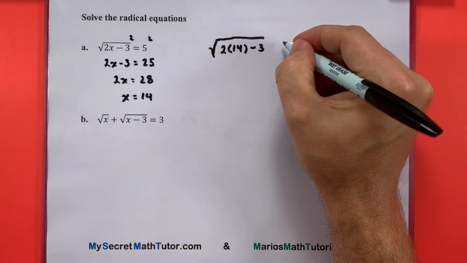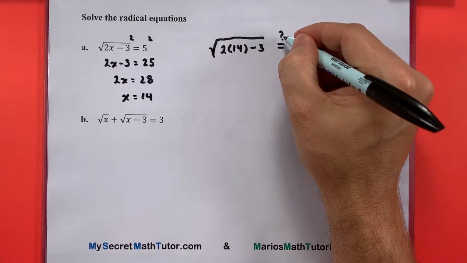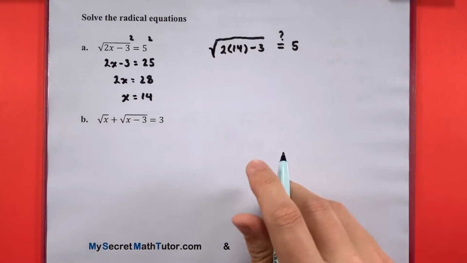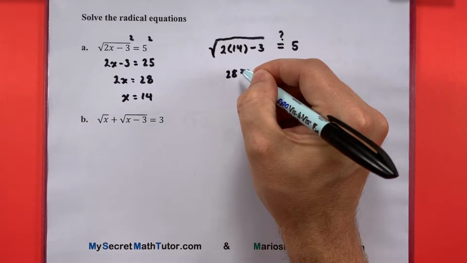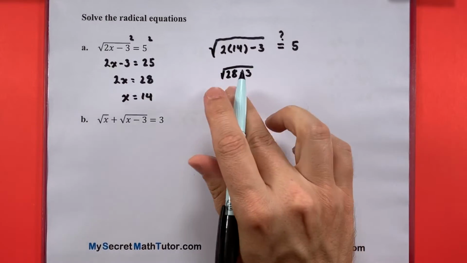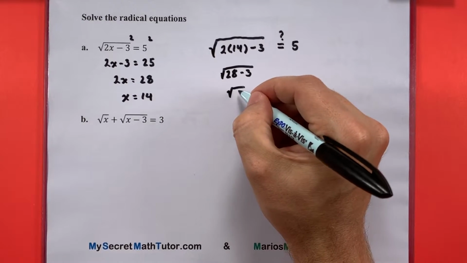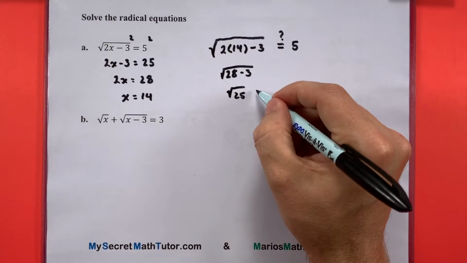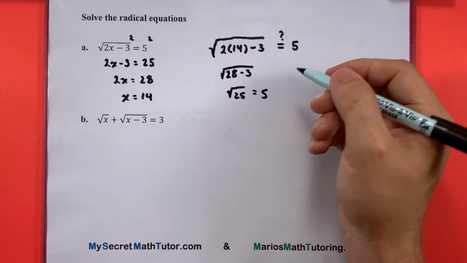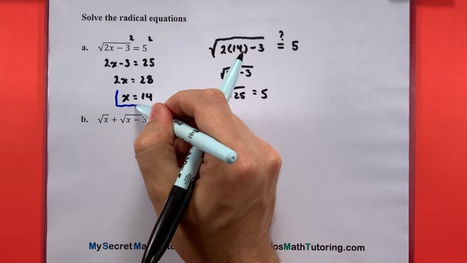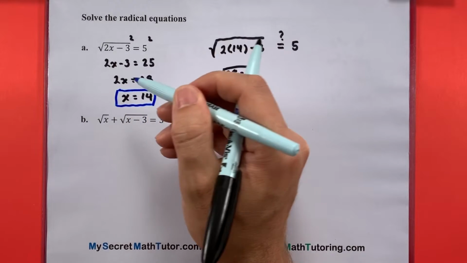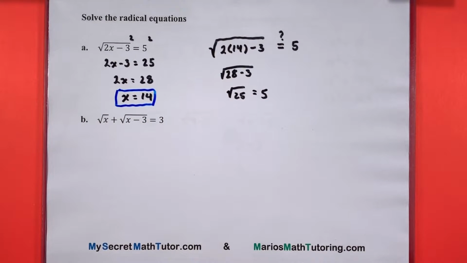So I'm putting this back in the original, and we just want to see, does this really equal 5 or not? All right, so 2 times 14 is the 28, still underneath the square root. 28 minus 3 is 25. And the square root of 25 is equal to 5, so yep, that's what we had before. So I know that x equals 14 is a valid solution.